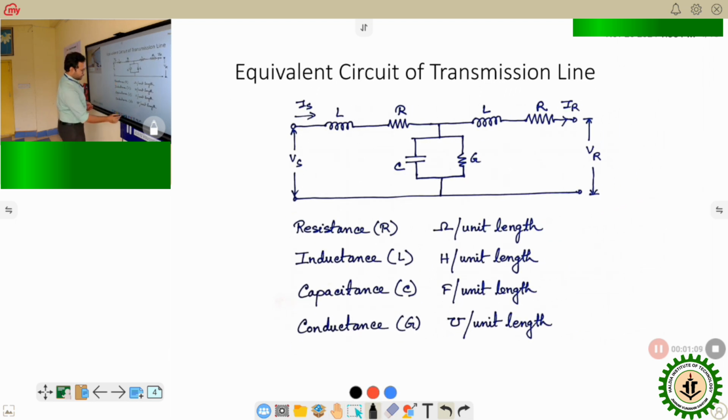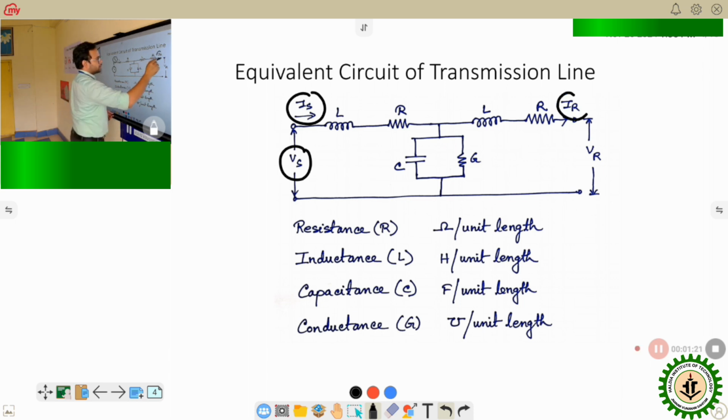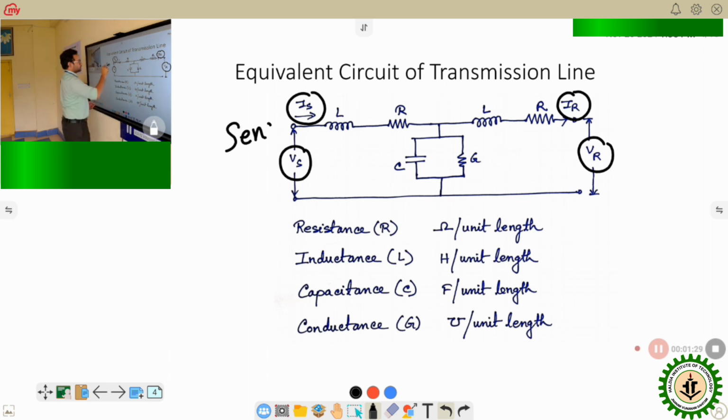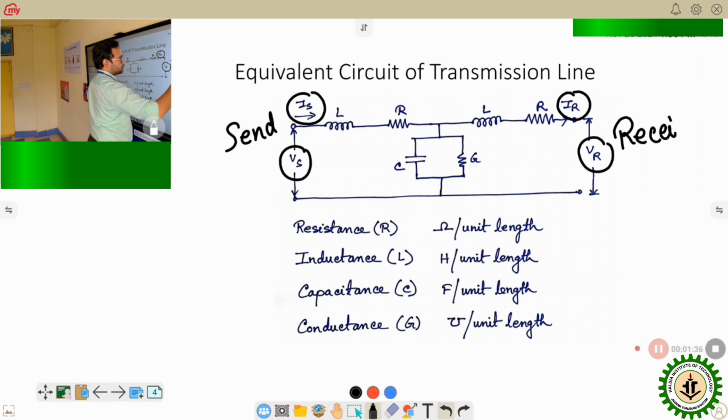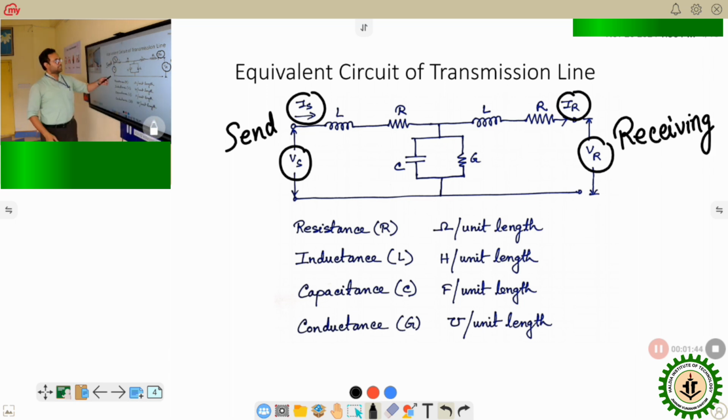This is the equivalent circuit of the transmission line, where you can see the sending end voltage here. This is the sending end current, the receiving end current, and the receiving end voltage. So we can say that this is the sending end and this is the receiving end. So power is being transferred from the sending end to the receiving end.